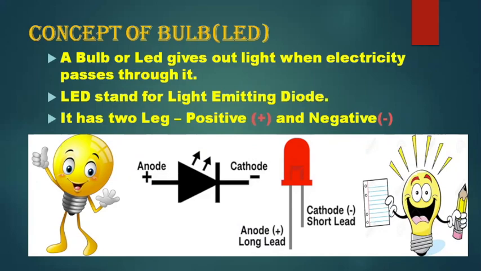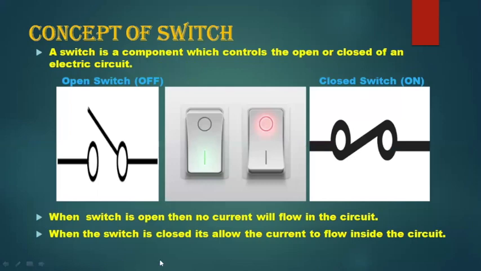You can see in the image that the red component is your LED. The longer leg is your anode, that is the positive terminal, and the smaller leg is your cathode, that is your negative terminal. So basically an LED or bulb is nothing but a component which will emit light when current flows through it. I hope everyone has lights in their houses. So that is your light which is emitting.